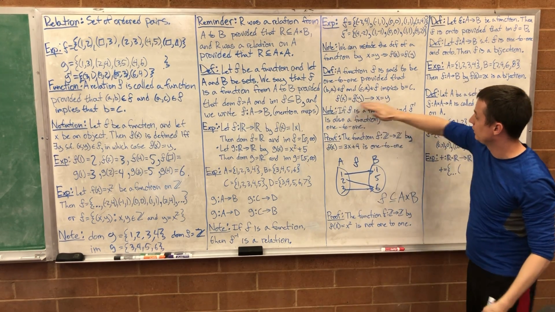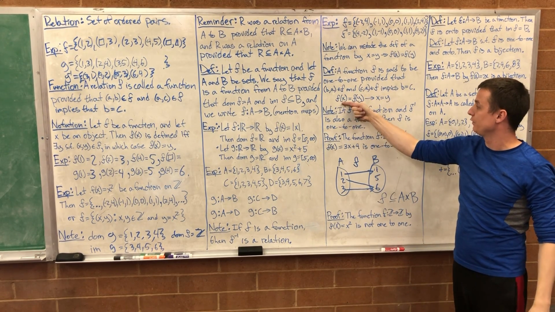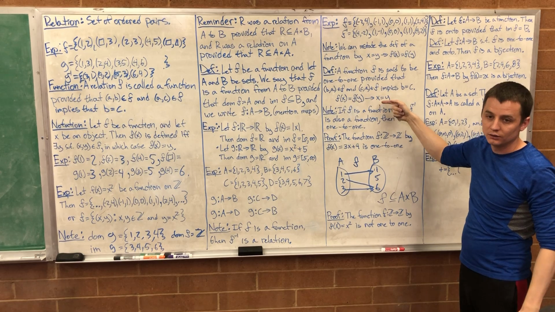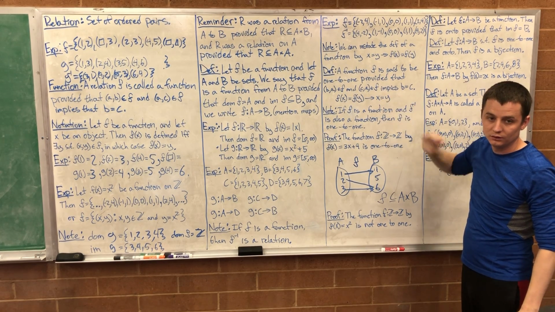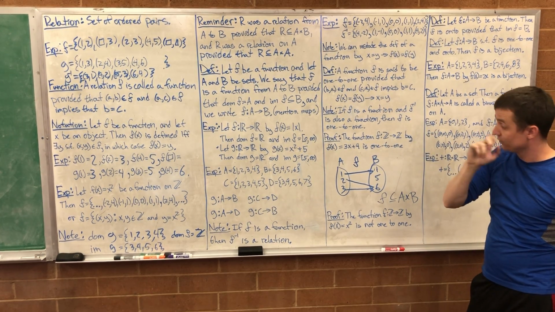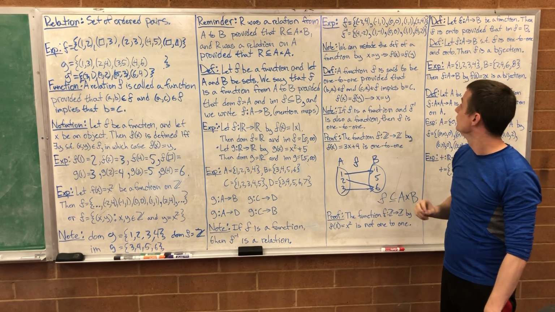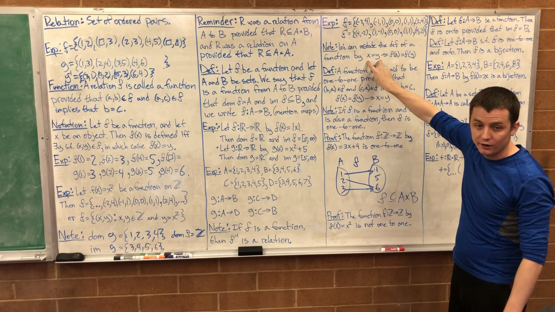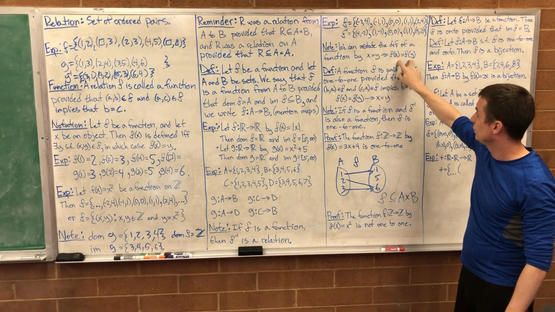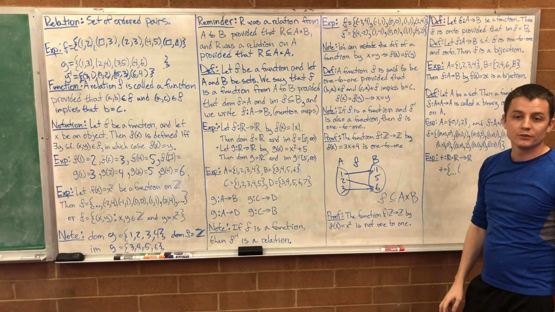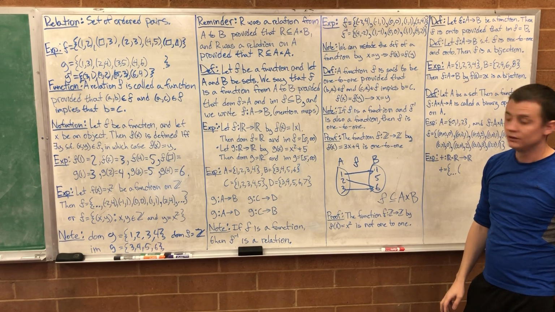This is the way I like to think about it. f of x equal to f of y implies x is equal to y. If the right-hand elements are equal, their left-hand elements are equal. For a function, if their left-hand elements are equal, then their right-hand elements are equal. Good? Okay.